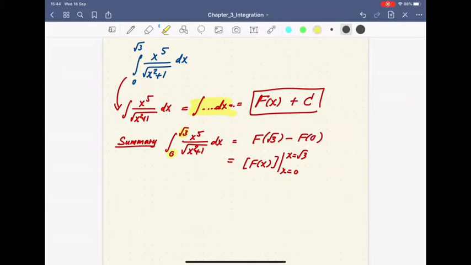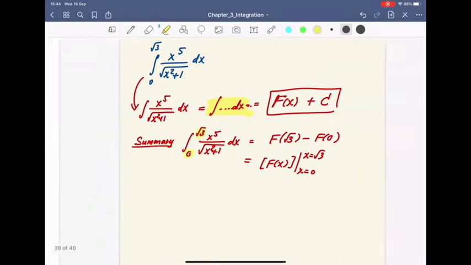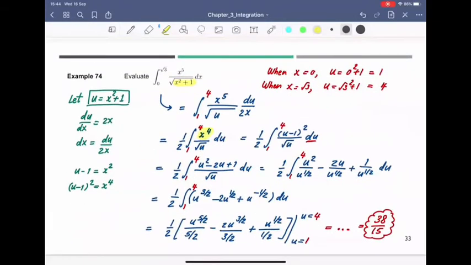Next, Batman said, can we use the area of the circle graph to solve this? Can we? So when you see x squared plus 1 here, if you know the graph of x to the 5th power over the square root of x squared plus 1, then you can draw the graph, look at the shape, and integrate from 0 to square root 3 by computing the area above the x-axis of that shape.